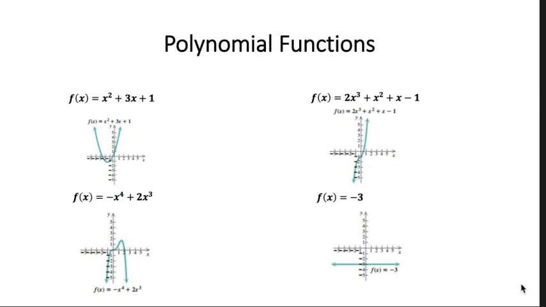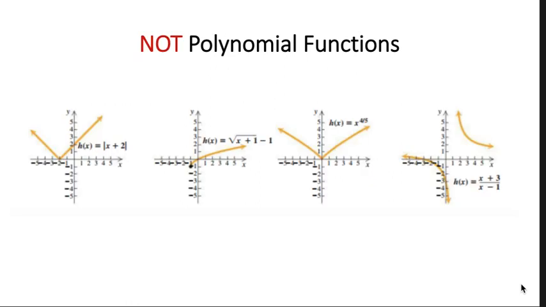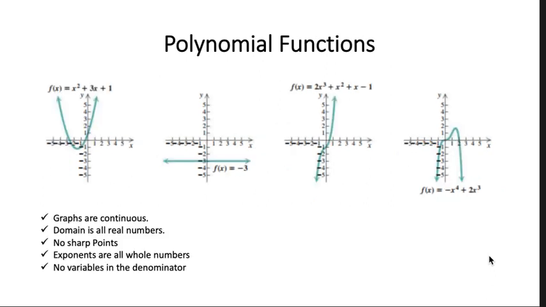Okay, so now compare these to the graphs and equations of functions that are not polynomial functions. Here we have an absolute value. Here we have a square root. This is x to the 4/5, and this is a rational function. These are not polynomial functions. Let me go back to those previous examples.